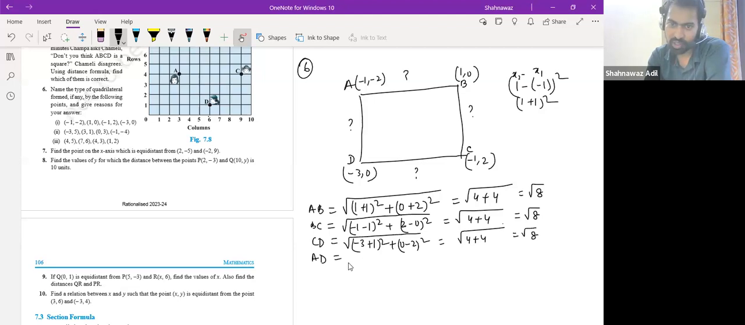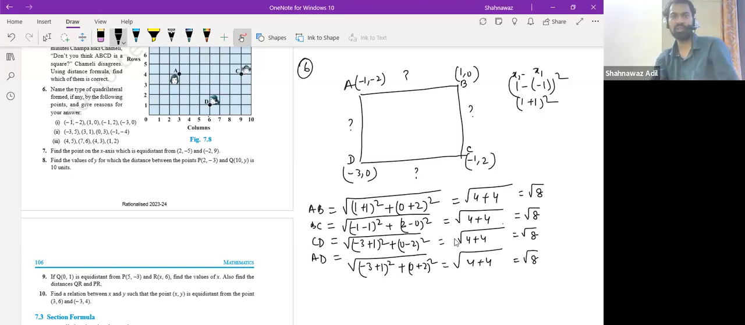And again this one. So minus 2 plus 0 squared plus minus 3 plus... again 2 squared, 4 plus 4, 8. So we can see that this is a square or a rhombus, right? It's a square.